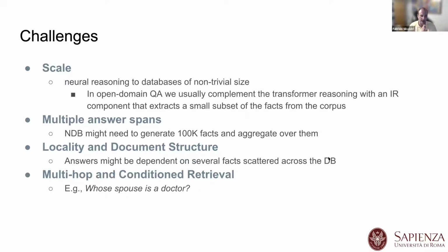So we have several challenges. Scale: as I was saying, large scale fact bases are a challenge for neural databases. Multiple answer spans: a neural database might need to generate thousands or hundreds of thousands of facts and aggregate over them. And locality is not there, and multi-hop and conditioned retrieval might be used. So in order to answer a query, you might need to retrieve facts on the basis of already retrieved facts.